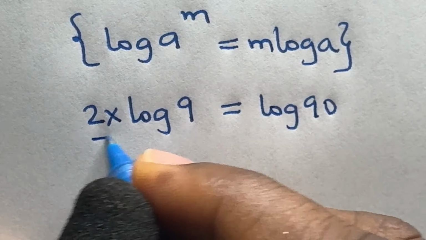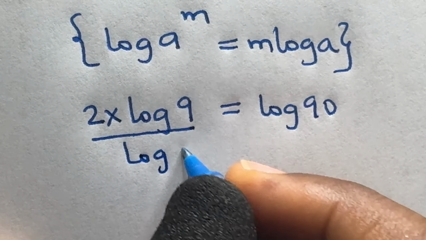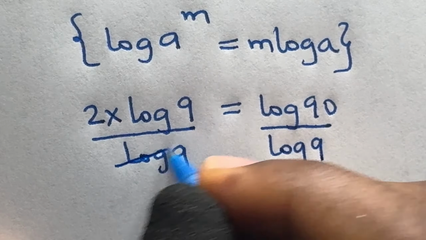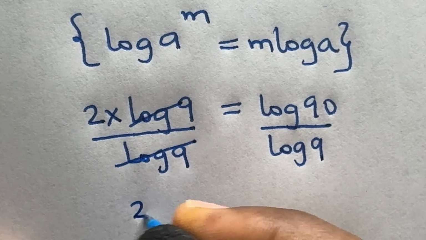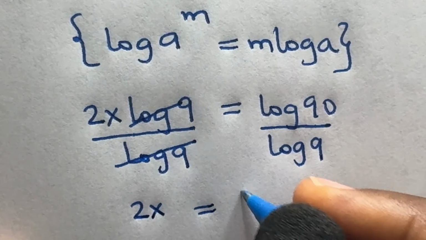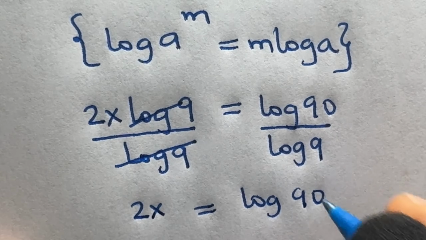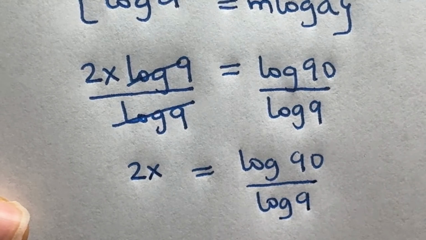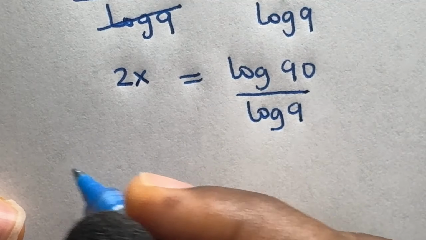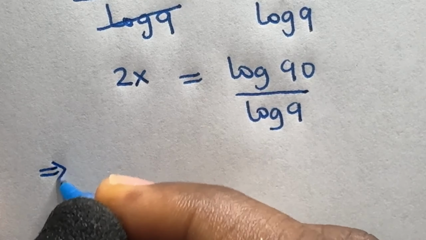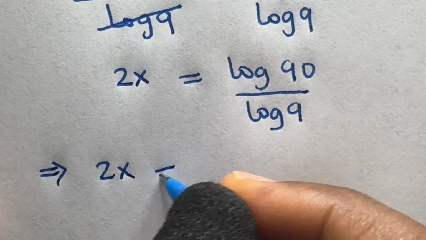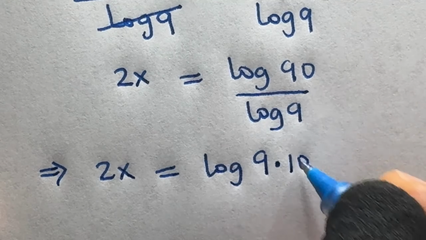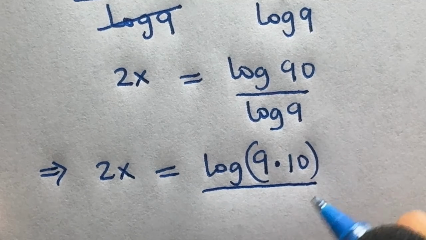I'll divide through by log 9 on both sides. So this takes care of this. Then I have 2x is equal to log 90 divided by log 9. I can also write this as 2x is equal to log, this would be 9 times 10, then divided by log 9.